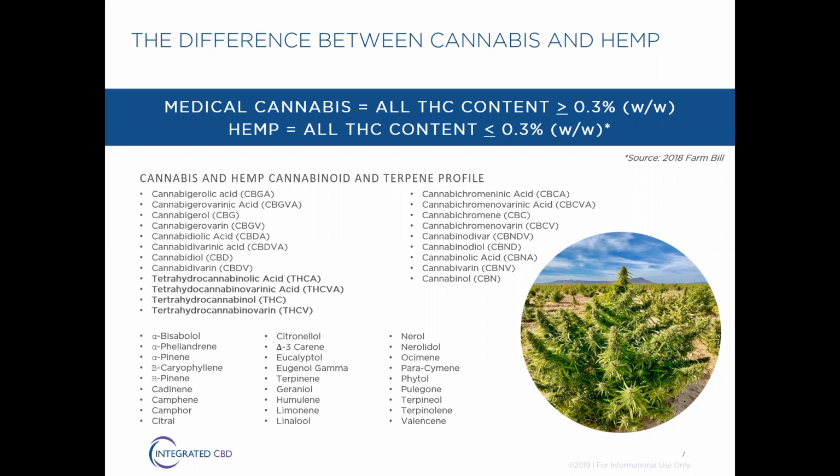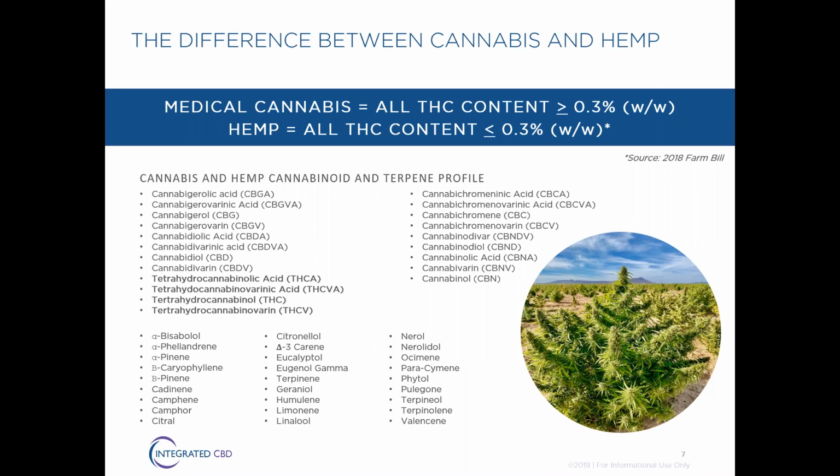And what you can say is this is a difference that's been set according to the Farm Bill of 2018. This entails the idea that in medical cannabis, we consider any cannabis crop grown medicinally having a THC content by weight percent greater than 0.3% or higher. The Farm Bill also states, however, that any cannabis grown holding a THC content below or equal to 0.3% by weight is considered hemp.